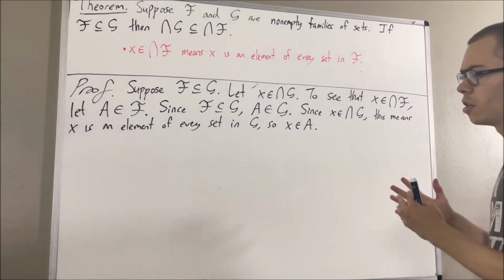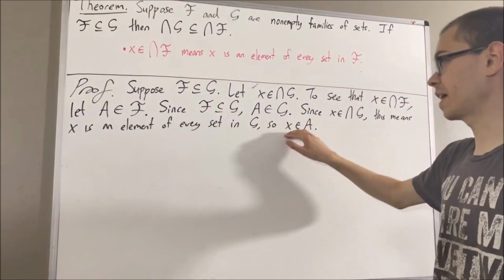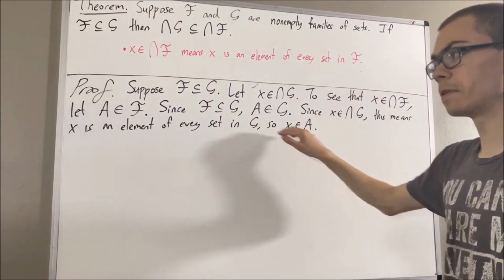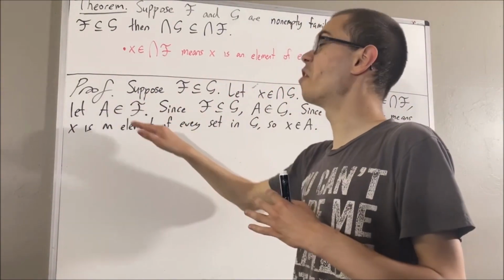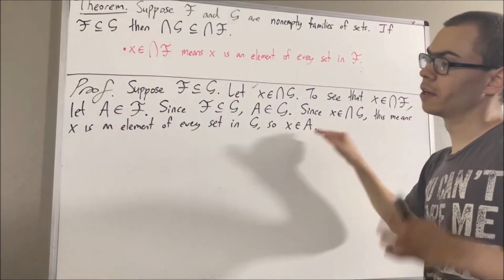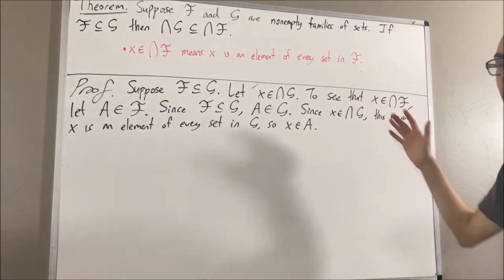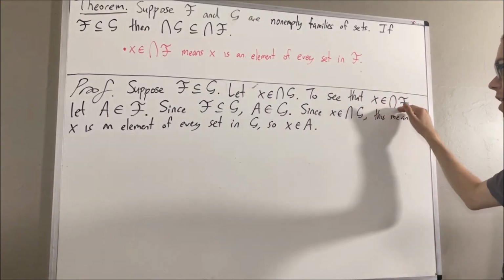So putting this together, we see that under the assumption A is an element of f, it follows that x is an element of A. Since A was arbitrary, this means that for all sets A in f, x is an element of A. In other words, we have shown that x is an element of every set in f. And that proves that x is an element of the intersection of f.